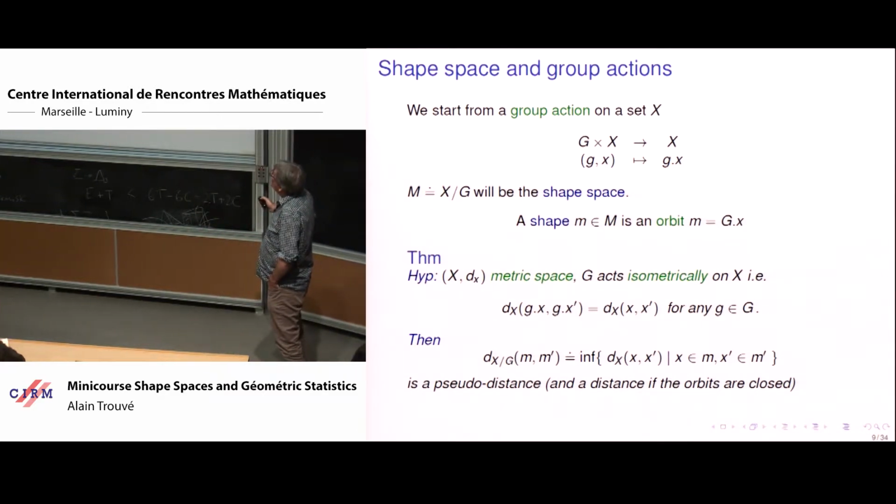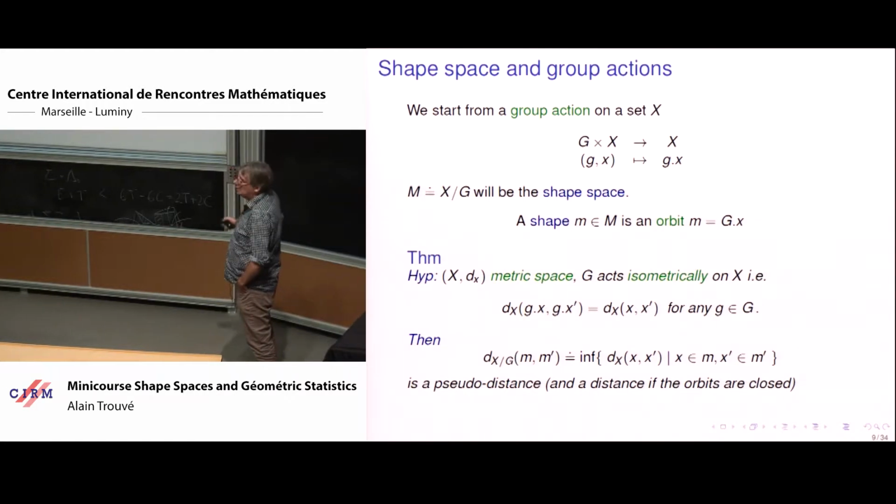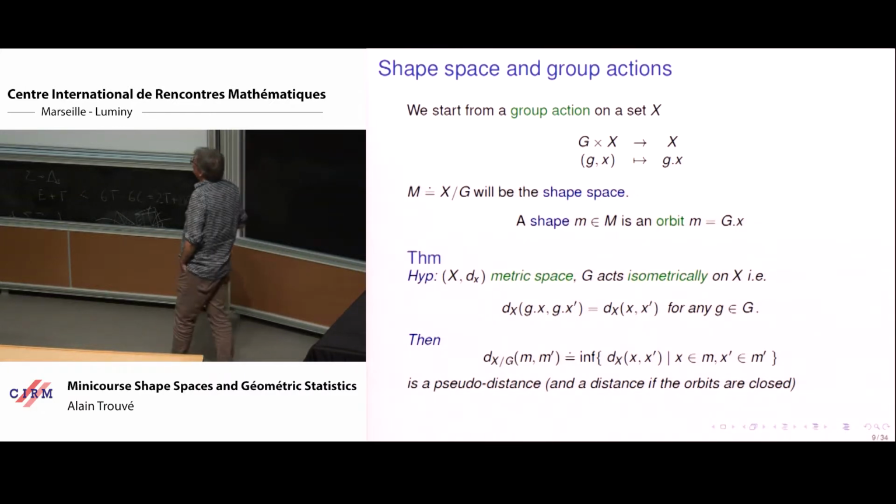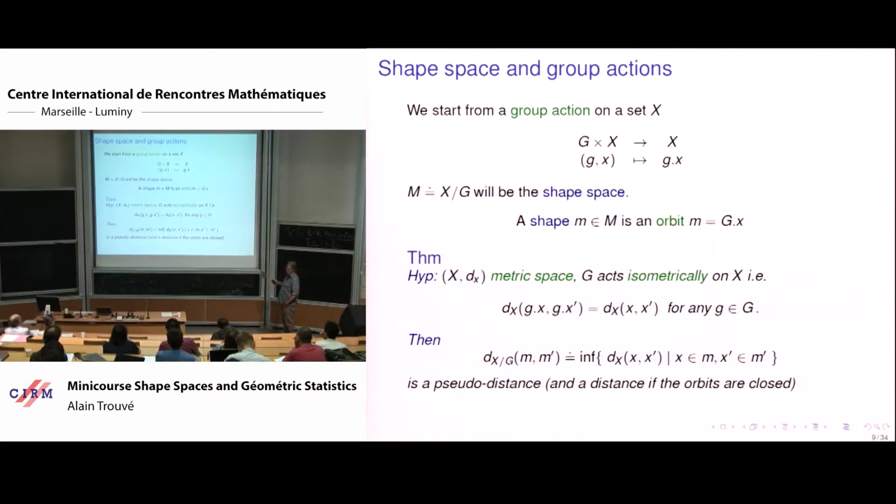But it can be some abstract set. You have a group action on this set, so you have a mapping from G cross X to X. This is a group action. And so you could say I have a quotient, and the quotient will be my shape space. So a shape is an orbit.